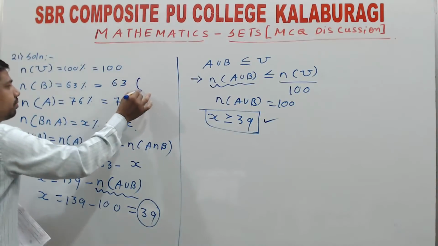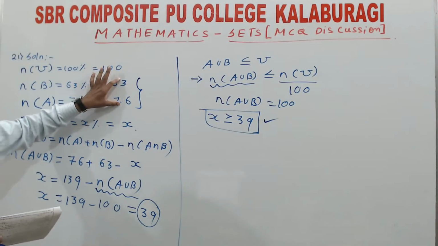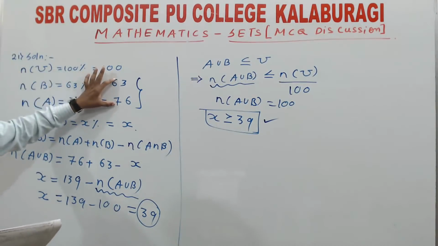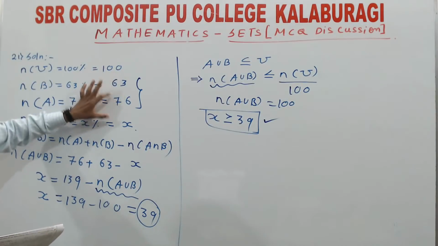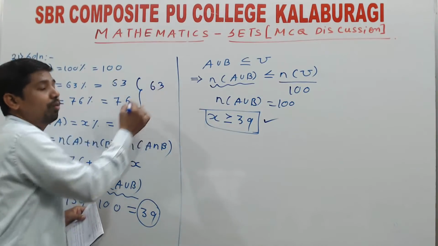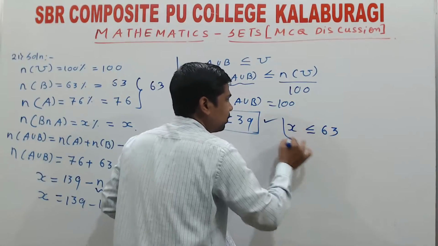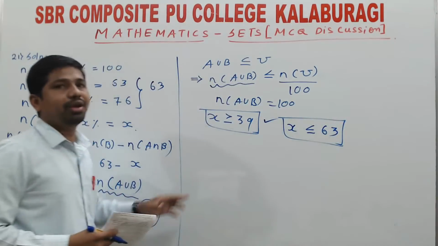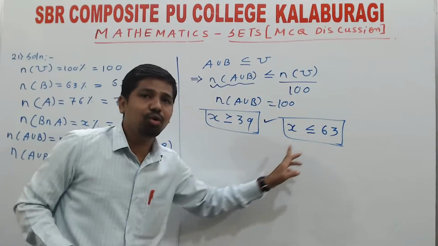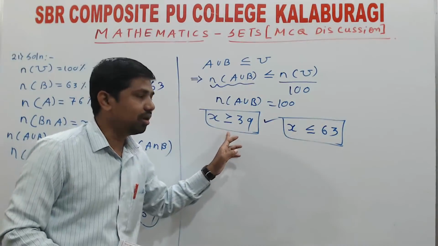Among these two sets, A and B, with 63 and 76 elements, what is the maximum number of common elements I can take? Maximum I can take 63 common. So X should be less than or equal to 63. The minimum common is 39 and the maximum common is 63, so X should lie from 39 to 63.